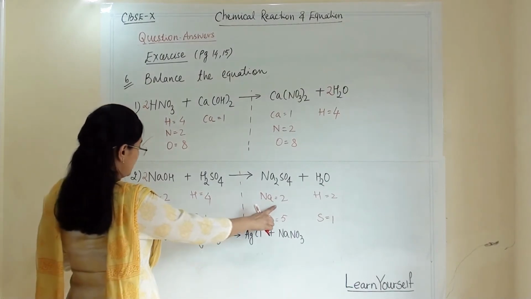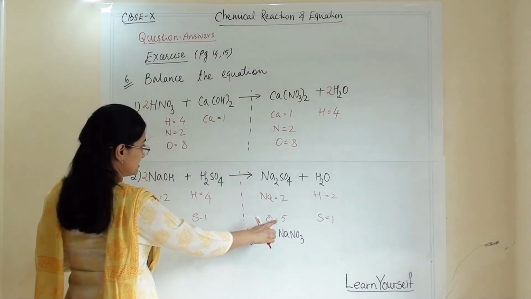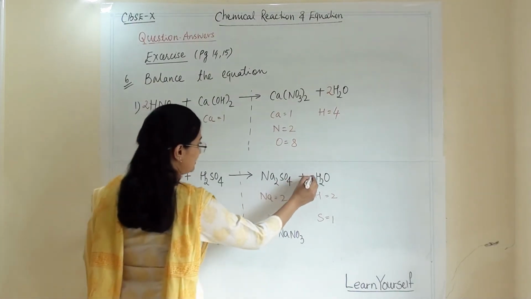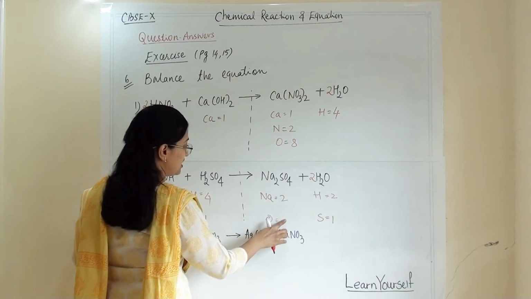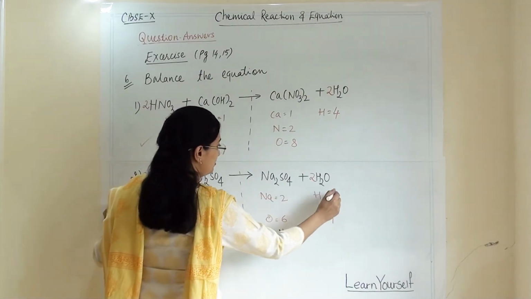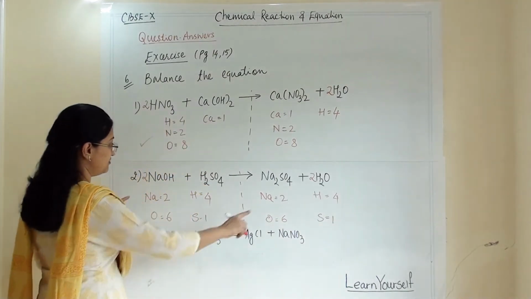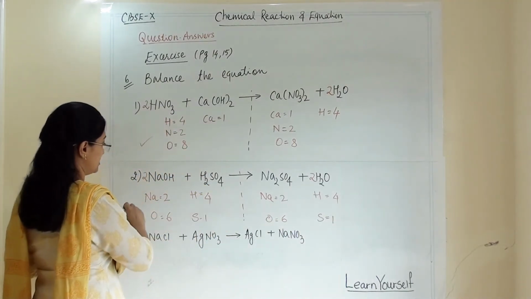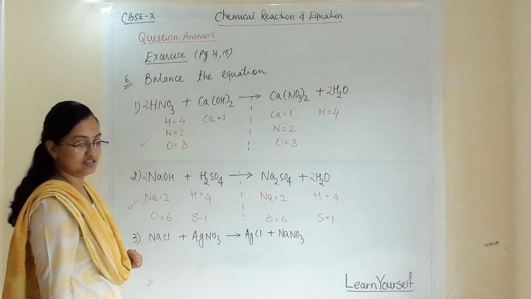So let us check here. Oxygen are 6, hydrogen if I will add here 2. So now my oxygen are 6, 6 and hydrogen will be 4 and sulfur will be 1, 1. So now the equation is balanced.